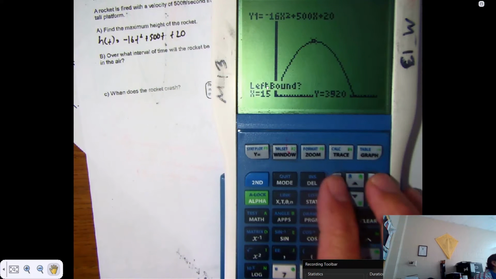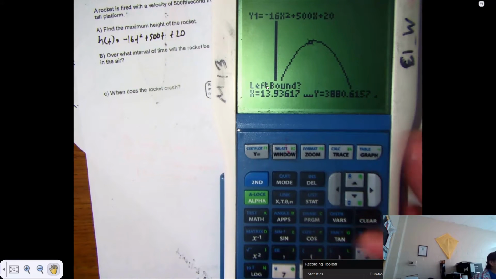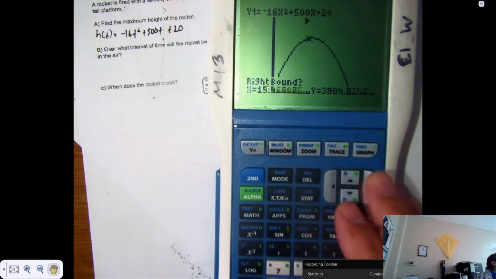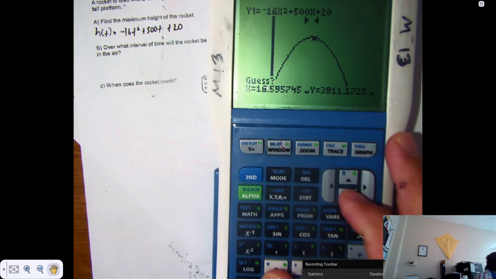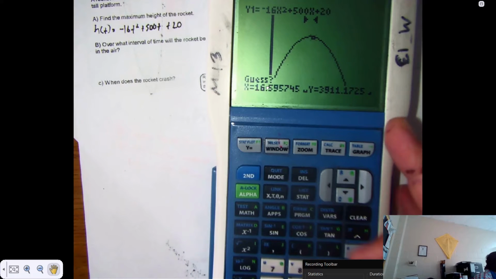Now, it's going to ask you for two things. It's going to ask you for a left bound and a right bound. Left bound means get to the left of where you think the top is. And it doesn't have to look exactly like mine. You just have to be to the left of the vertex and press enter. Right bound means get to the right. So you get to the right and you press enter. And the third one's for a guess. And you just press enter for a guess.